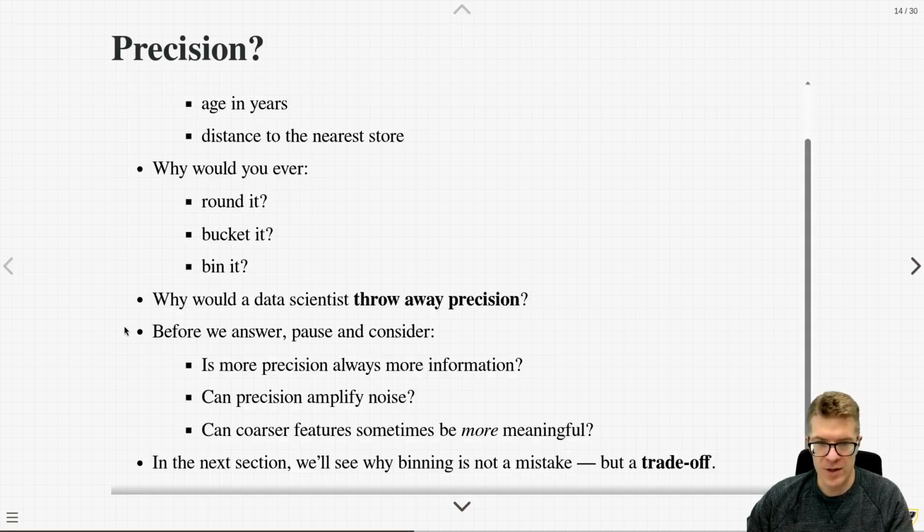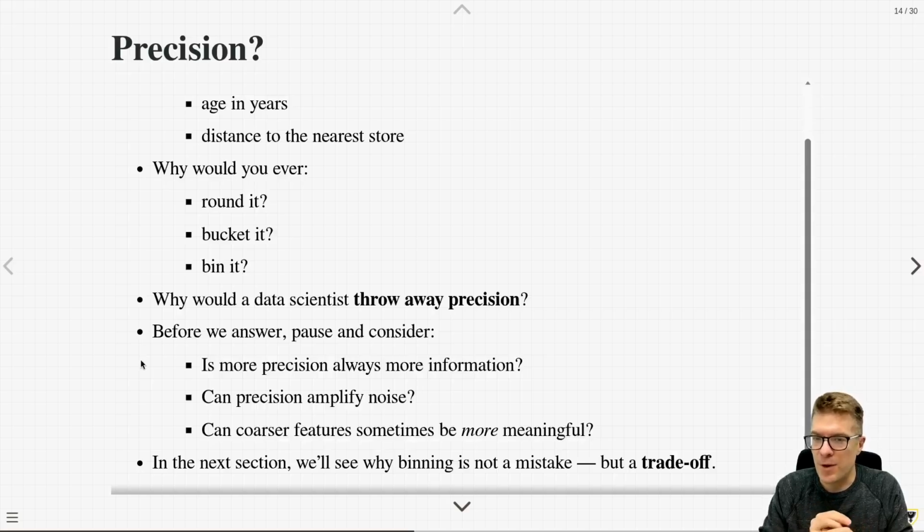Before we answer why we're going ahead and doing these sorts of binnings and representations, we need to take a moment and consider: is extra precision actually giving us more information? When I scaled those 5 dots down from a range of dollars, Canadian dollars, to just a range of 0 to 1, have I actually lost any information that might be useful for me to do machine learning on? The order is preserved, the relative distance between data points is still preserved.